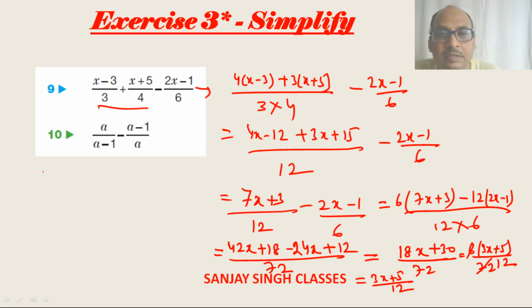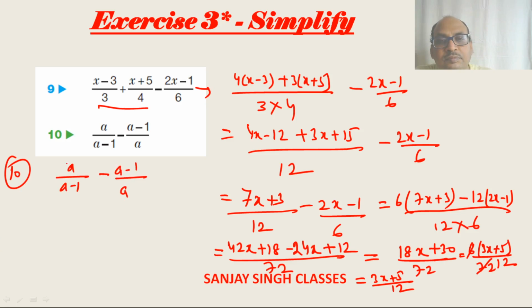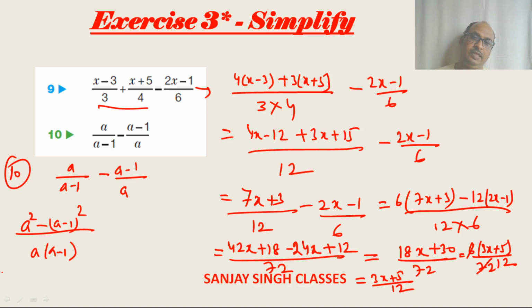Okay. Now question number 10 is a by a minus 1 minus a minus 1 by a. Okay, we will go for cross multiplication. a square minus a minus 1 whole square divided by a into a minus 1. Okay, right. So we can do it like this.